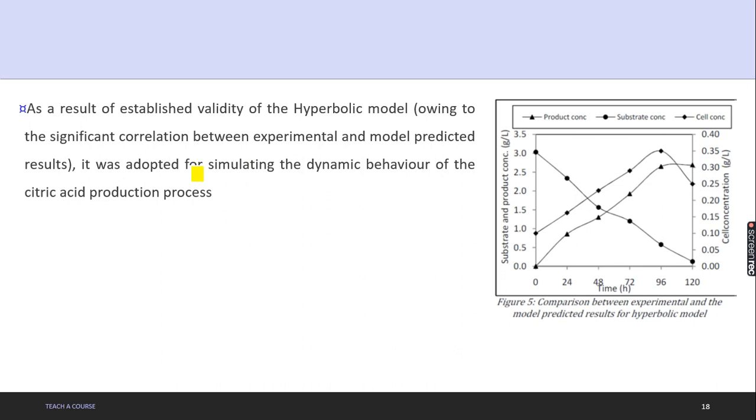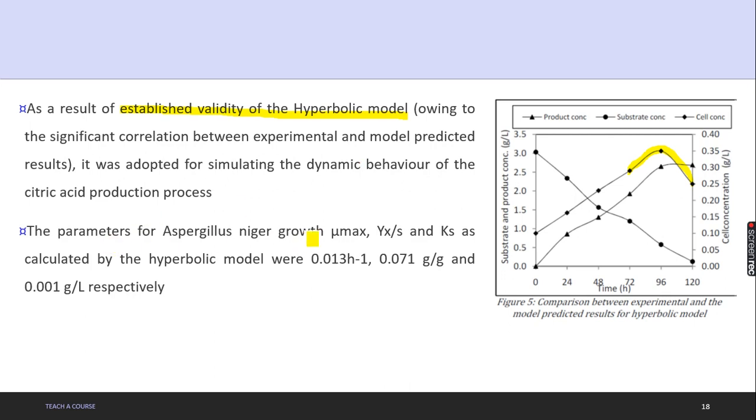And finally, from their results, though it is not detailed in this paper, they established the validity of the hyperbolic model. So that was fitting better compared to the other one. It was adapted for simulating the dynamic behavior of citric acid production. What we don't know is, because in this case the biomass growth should always increase and become stationary, but in some experimental data we can see there is a drop which is not really taken care of by the hyperbolic model.